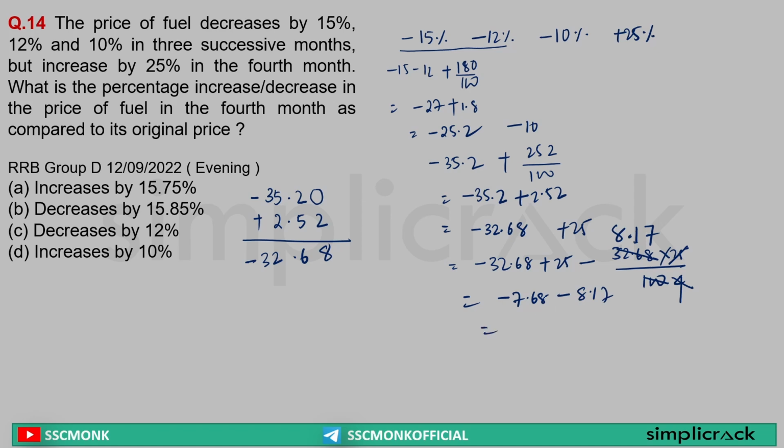So the whole thing can be written as 15.85. So that means 15.85% is in this option. Only one option there, and also minus will be here. So the answer is decreased by 15.85%.